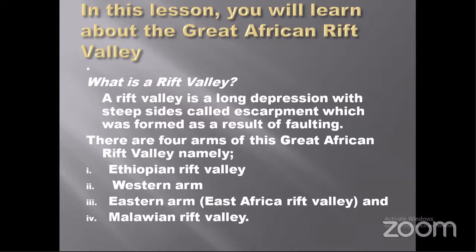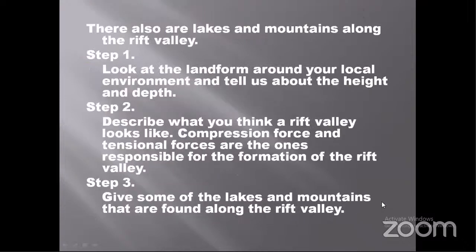So along Africa, we have four major rift valleys. As you may read them there, we have the Ethiopian Rift Valley, the Western Arm, the Eastern Arm. Hello? Are you following? Yes, I'm following. I said there are four arms of the Great Rift Valley, and these are the Ethiopian Rift Valley, the Western Arm, the Eastern Arm, and the Malawian Rift Valley.